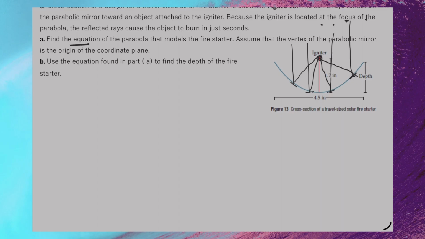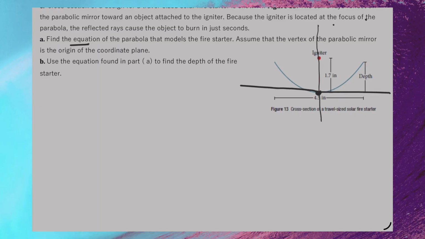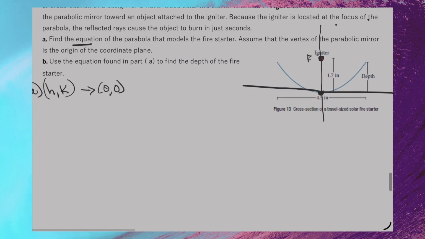A, find the equation of the parabola that models this fire starter. Assume that the vertex of the parabola is the origin on a coordinate plane. So this is the vertex. That means this is your grid. h, k then is 0, 0. Well, this is the focus point, so I can already see that the p-value from the vertex to the focus point is 1.7. Looks like all of this is in inches. Okay.